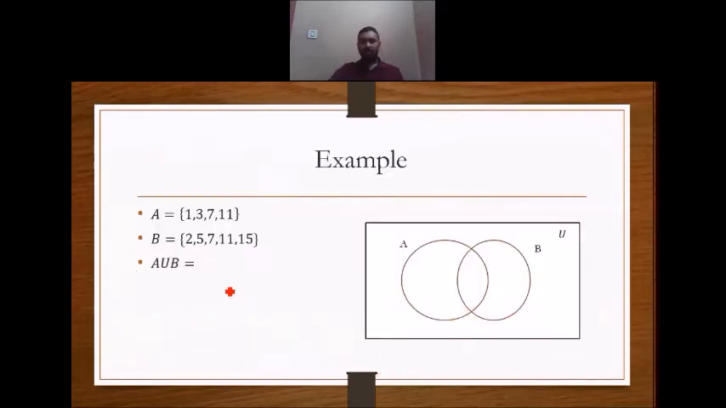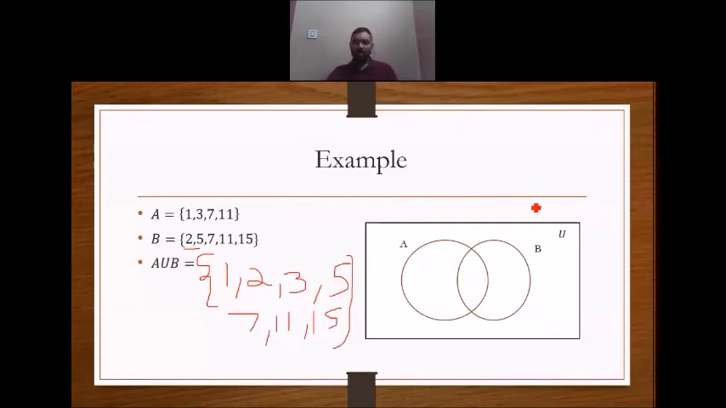Let me take one more example: A is 1, 3, 7, 11 and B is 2, 5, 7, 11, 15. First we have to find the union. What is the union? Combine the elements of the two sets. So 1, 2, 3, 5, 7, 11, 15. This is nothing but A union B.